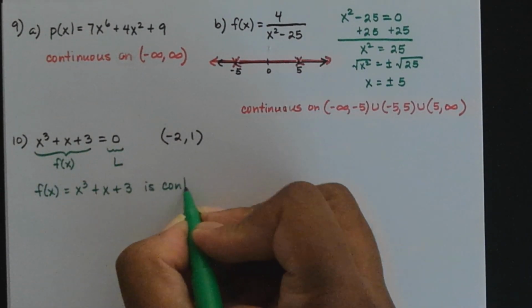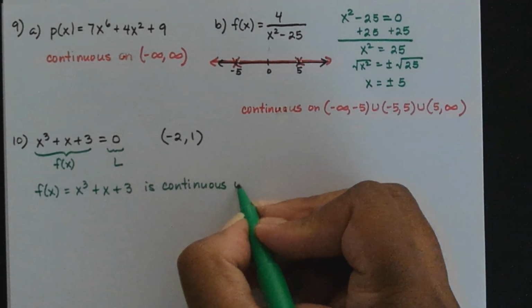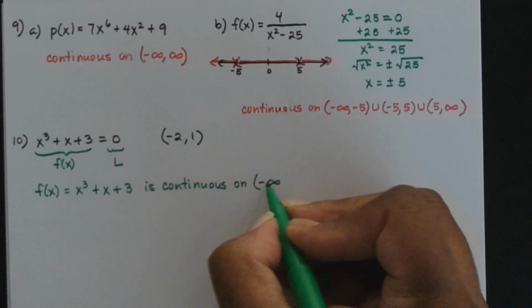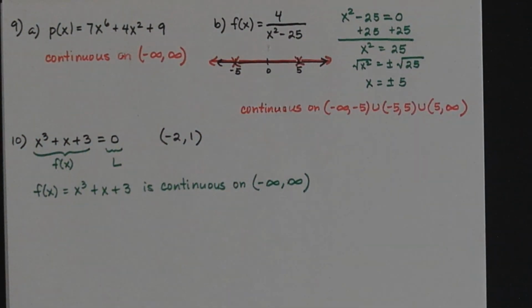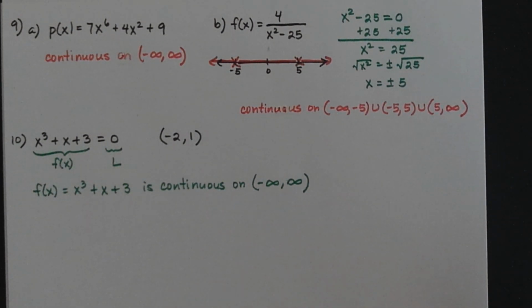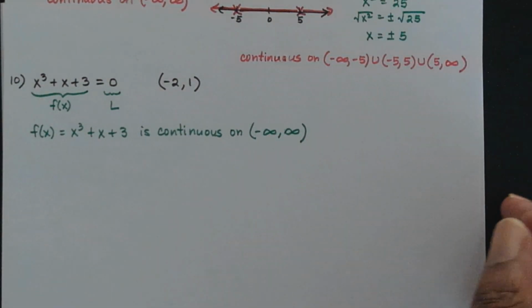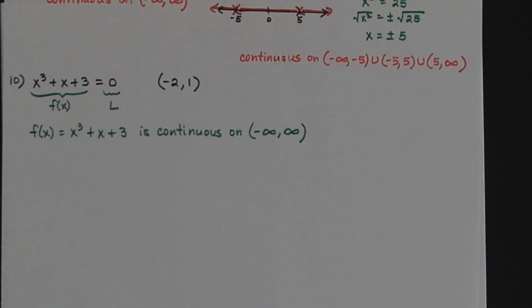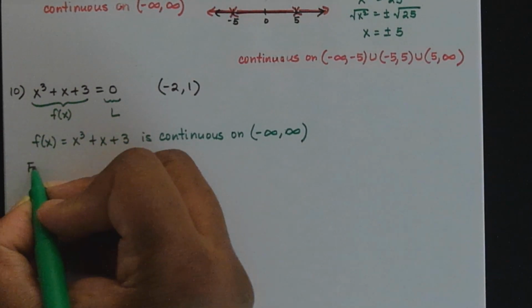I know that it's continuous everywhere, on the interval from negative infinity to infinity, because it is a polynomial function. For every polynomial function, every x value has an f of x value for it. All right, next I'm going to find the values at each endpoint.